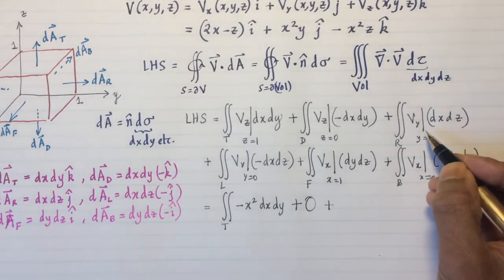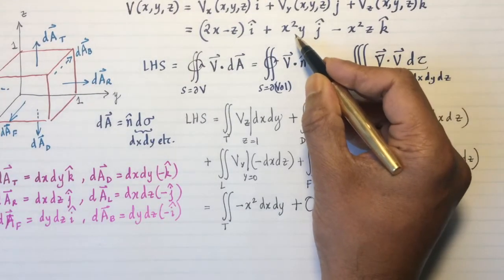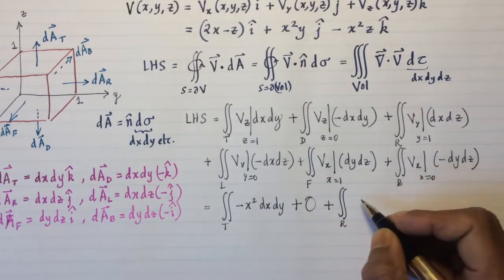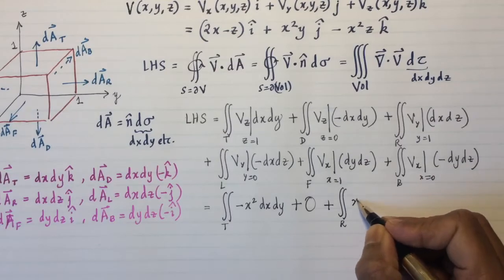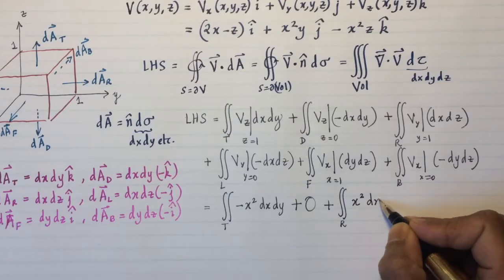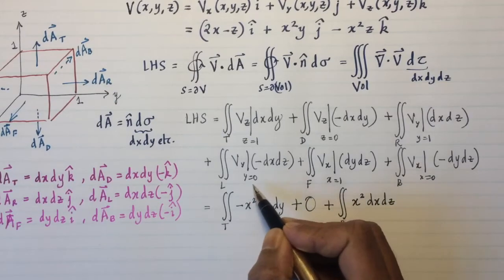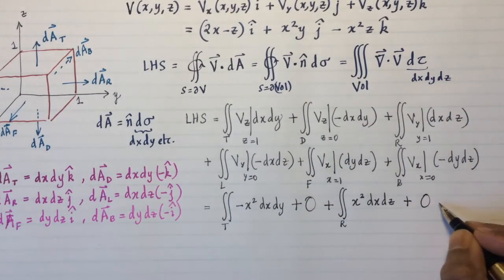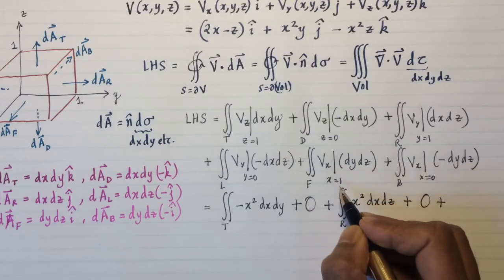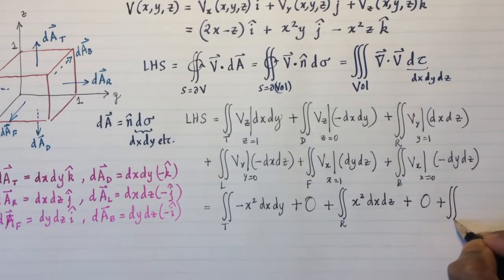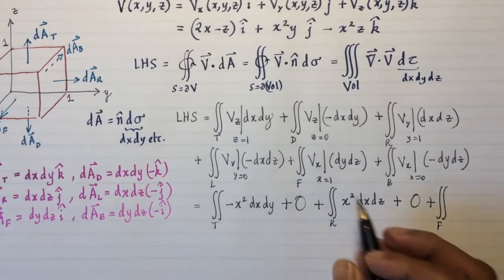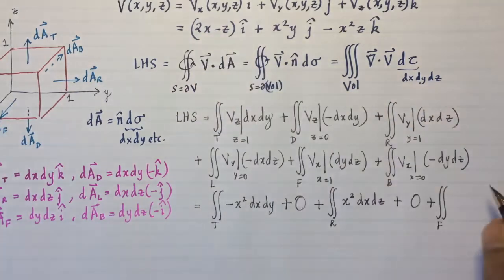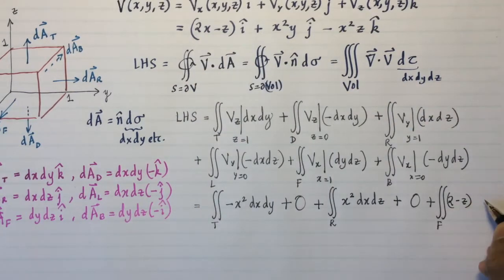Third integral, vy at y equals 1 is just x squared. So that's going to be the double integral over the x squared dx dz. And vy at y equals 0 is simply 0. So that also is a big fat 0. Now this one, vx at x equals 1, so you can see it's drastically simplifying already, is going to be 2 minus z, because when I put x equals 1, I'll get 2 times 1 minus z. So that's 2 minus z dy dz.